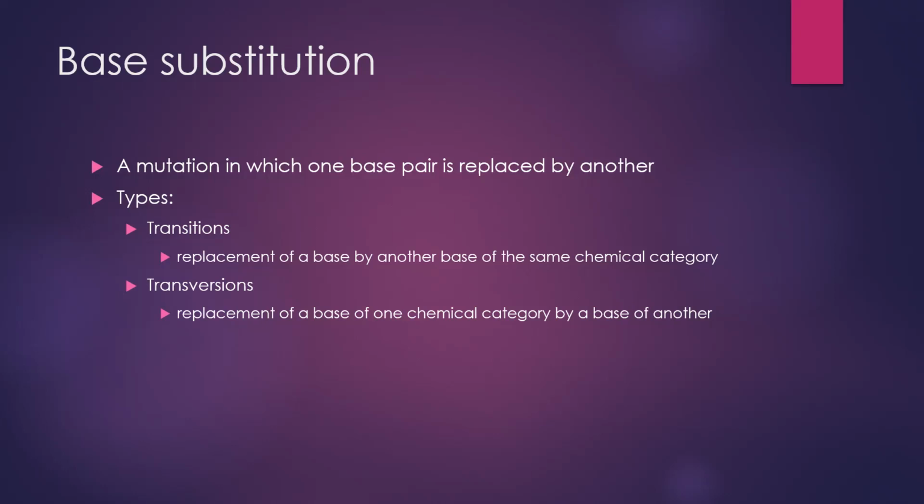The second subtype is transversion. This is a replacement of a base of one chemical category by a base of another. An example of this would be a purine replaced by a pyrimidine, or a pyrimidine replaced by a purine.